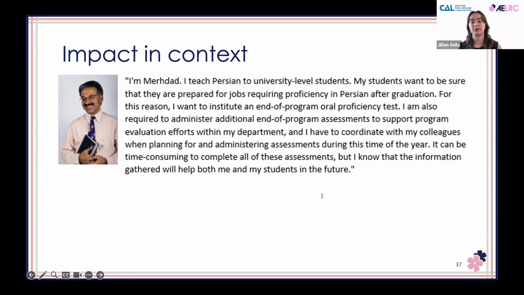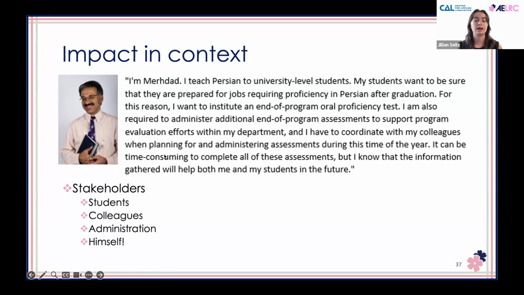First, let's think about the stakeholders that Merdad has to keep in mind while preparing his assessment. Merdad has to think about his students' interest in the language and their goals for language study. He must also consider the needs of his colleagues for his department's ongoing evaluation efforts. Additionally, because the assessments are used for evaluation efforts, he has to think about how the assessments might impact program administration in the future. And finally, he must also consider himself as a stakeholder when thinking about the utility of the information collected through these assessment procedures.